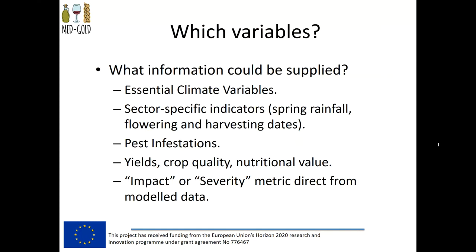So again, what sort of variables the users are interested in when we're upscaling, because that would affect what data is required to create some of these different types of information on this screen here.